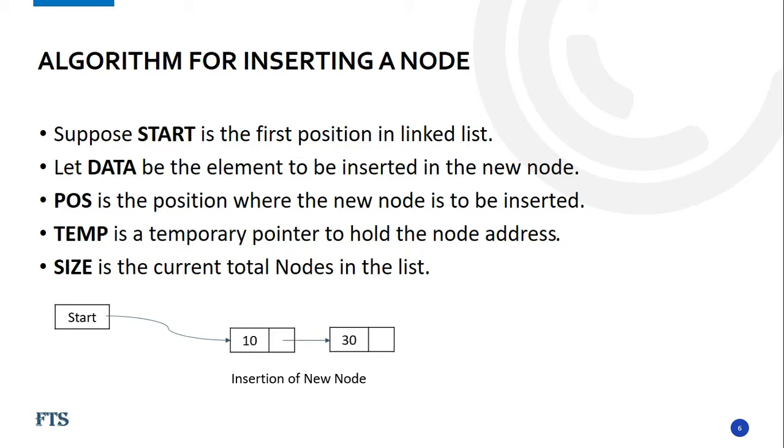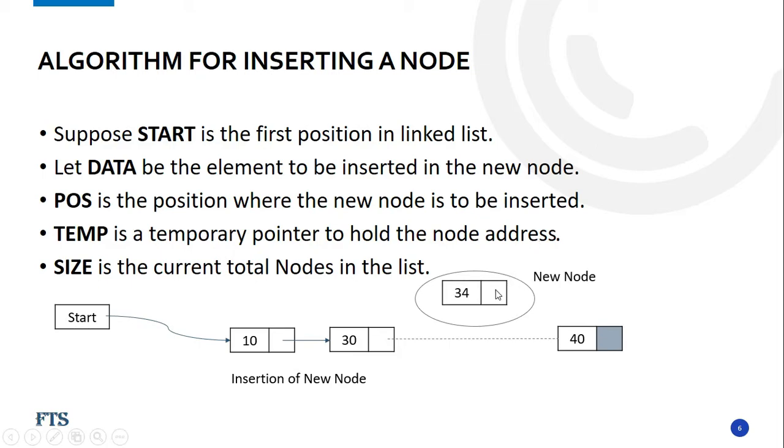So if you want to insert in the third position, then create a new node and let the new node point to the next node. This is how you can insert a new node.